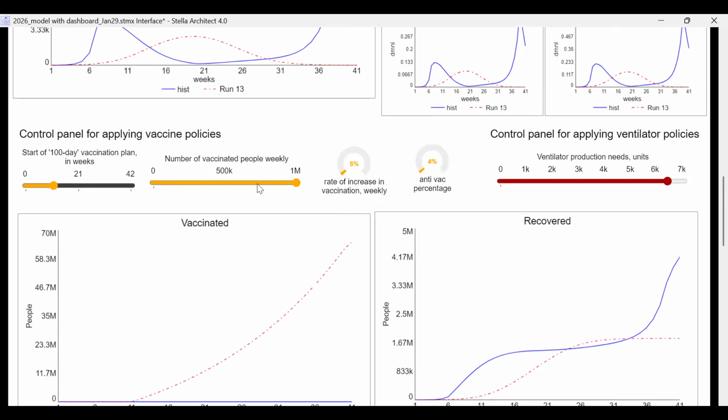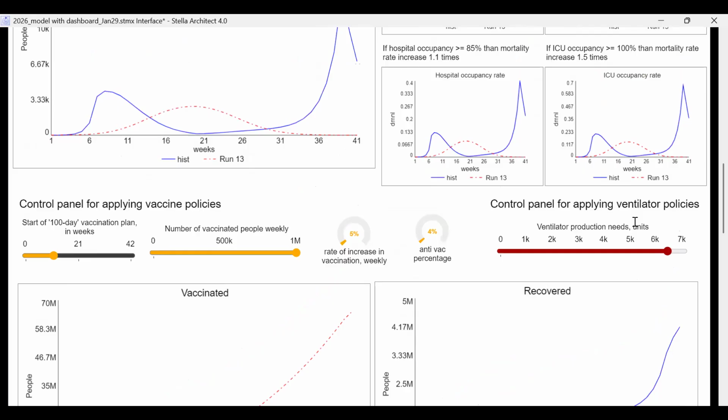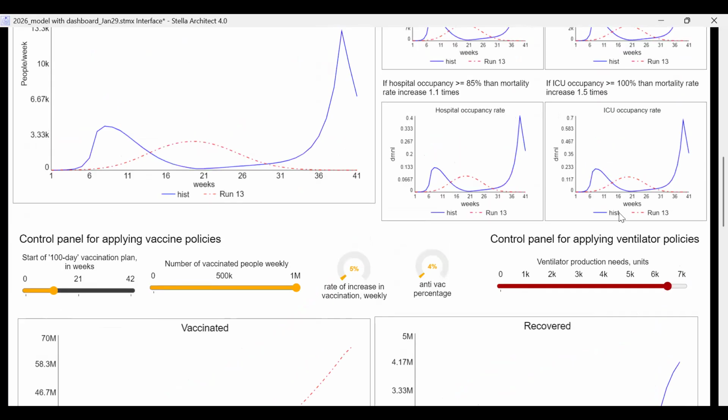Here we see the number of vaccinated people weekly, and the rate of increase of vaccination, which were feasible numbers based on how COVID-19 was treated when the vaccination started. The third policy is related to ICU capacity. It helps us to add the number of ventilators and reduce ICU occupancy rate, and that affects mortality, which is also one of the important graphs.